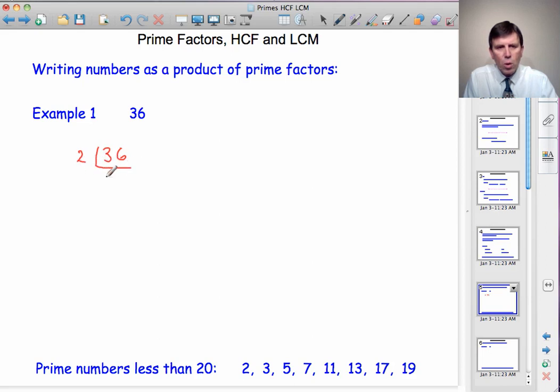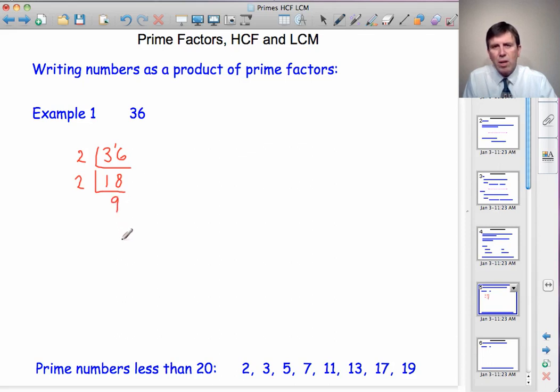2 goes into 3 once, 1 left over. 2 goes into 16 8 times. So I'm now down to 18. And I look and say, can I divide by 2 again? Yes, I can, because it's still an even number. So let's divide that by 2. 2 goes into 18 9 times.